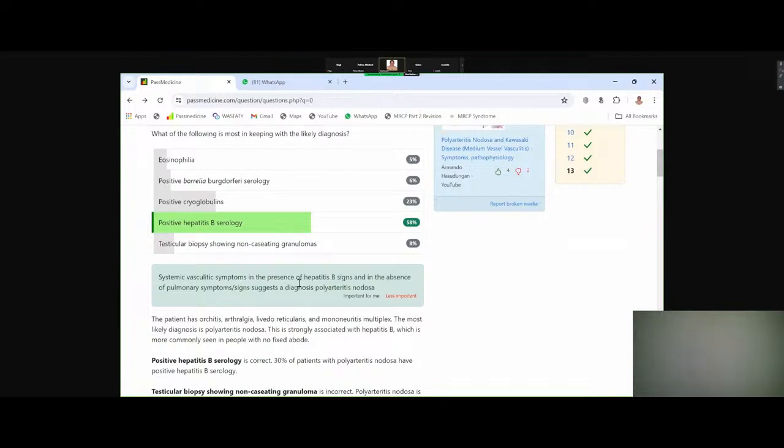Systemic vasculitis symptoms, the presence of hepatitis B, and the absence of pulmonary symptoms is simply a diagnosis of polyarteritis nodosa. The patient has orchitis, arthralgia, livedo reticularis, and mononeuritis multiplex. The most likely diagnosis is polyarteritis nodosa. This is important: it is strongly associated with hepatitis B, which is more commonly seen in people with no fixed abode. So no fixed abode here.